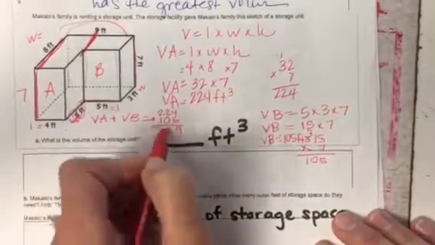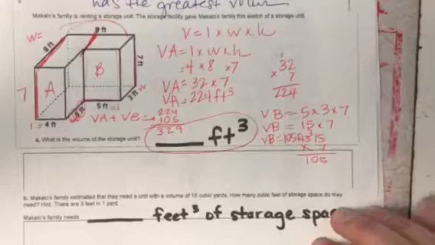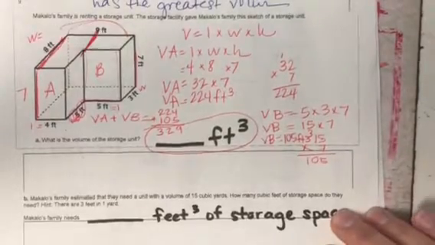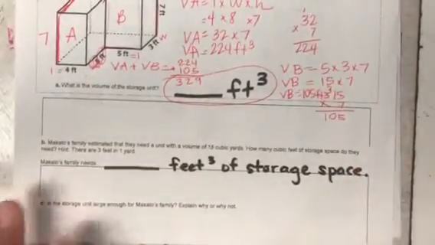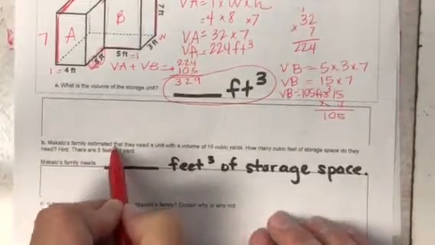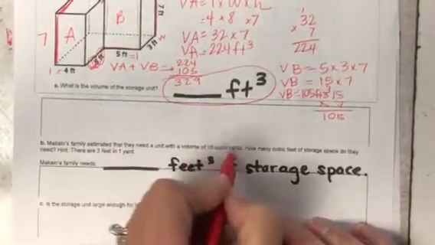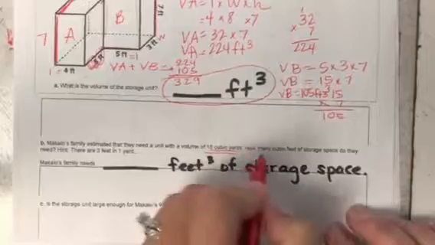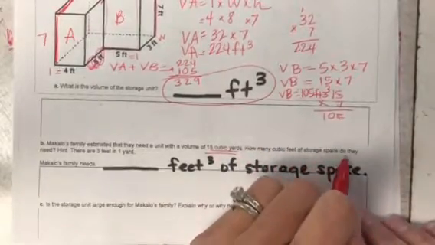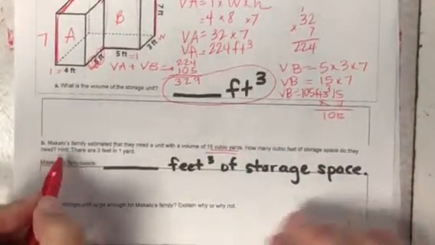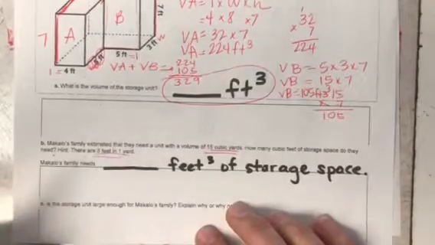Gives us a total volume of 329 feet cubed. Now it says, McCullough's family estimated that they would need a volume of 15 cubic yards. How many cubic feet of storage space do they need? Hint, there are 3 feet in a yard.